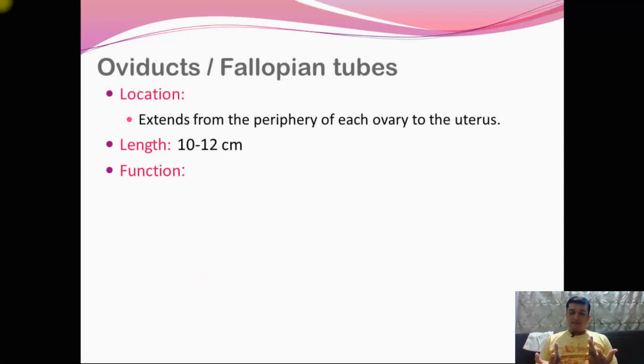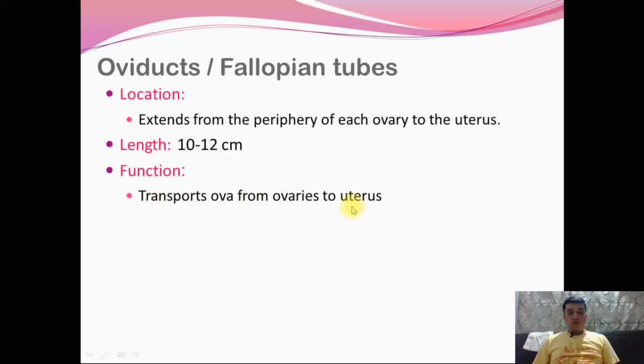You can consider this almost like the vas deferens, even the function is similar. The vas deferens carries the sperm cells from the testis to the ejaculatory duct, and in the case of the fallopian tube, it helps in the transportation of the ovum, actually the secondary oocyte, towards the uterus. So that is a similarity, although it is not identical. The function is to help in the transportation of ova from the ovaries to the uterus.